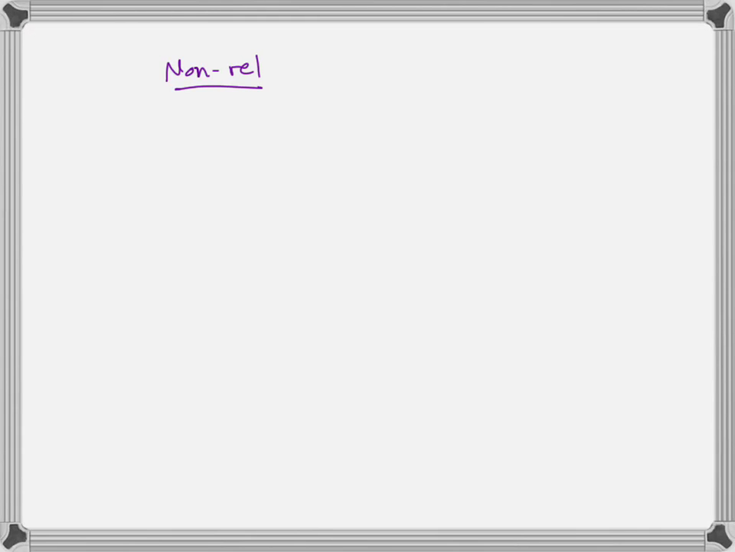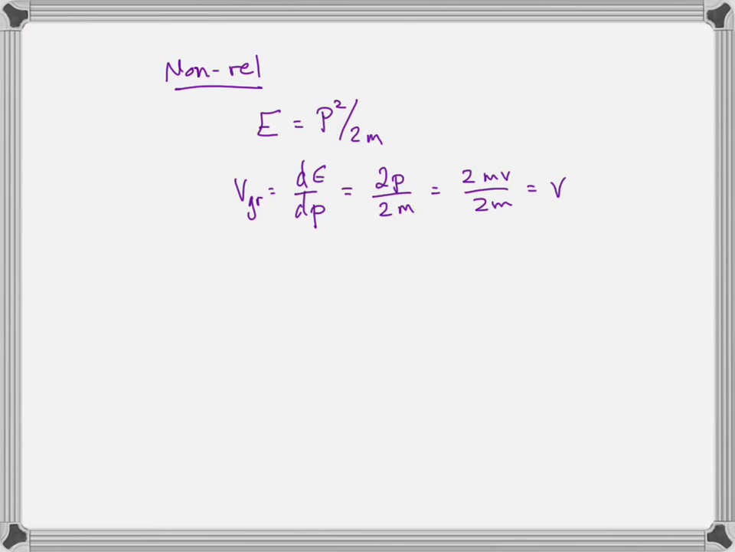Non-relativistically, we can simplify as well, so we can just go ahead and redo that. Non-relativistically, E equals p squared over 2m. Again, v group is still dE/dp. And now it's easy, right? dE/dp is 2p over 2m, which is 2mv over 2m, which is v. So v group is equal to v.